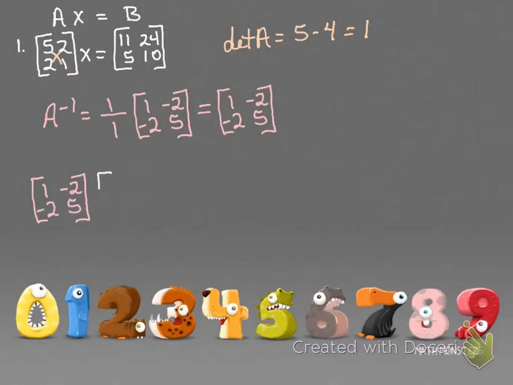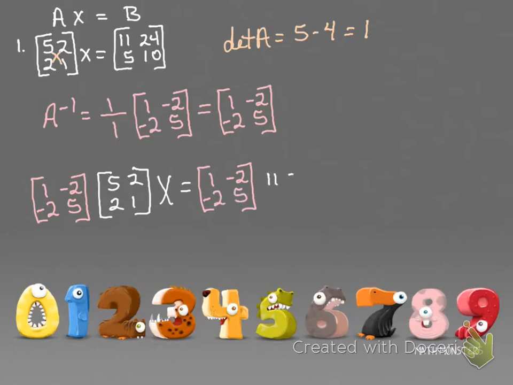I'm going to take my inverse and multiply it by matrix A times X, and then we're going to multiply B also by the inverse. Because it's a 2 by 2 and a 2 by 1, I have to have the inverse in front of matrix B. Get that written out there.